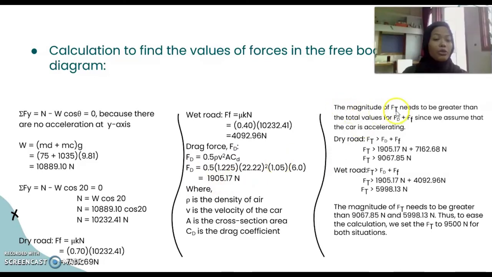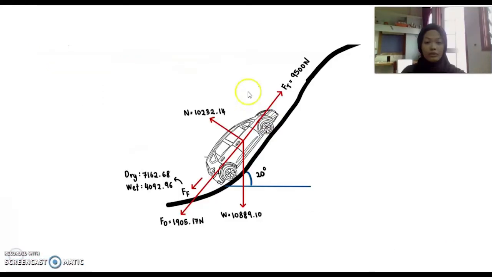The magnitude of the thrust force needs to be greater than the total value of the drag force and also the frictional force, since we assume that the car is accelerating. And for the dry road, the thrust force needs to be bigger than 9067.85 Newton, and for the wet road, the thrust force needs to be greater than 5998.13 Newton. So we have set the value of the thrust force as 9500 Newton to ease the calculation for both situations.